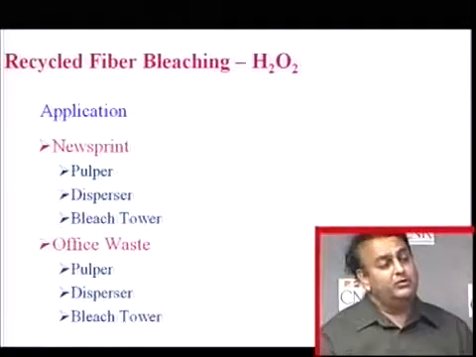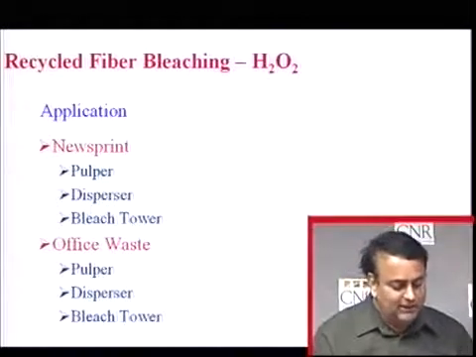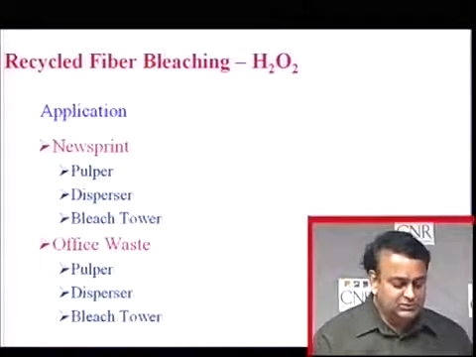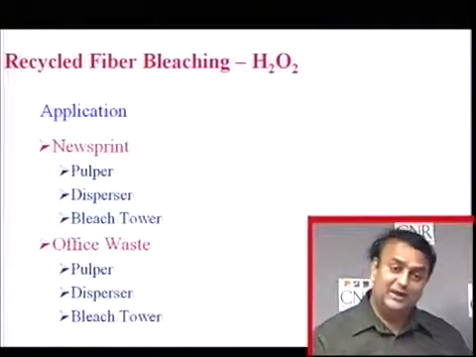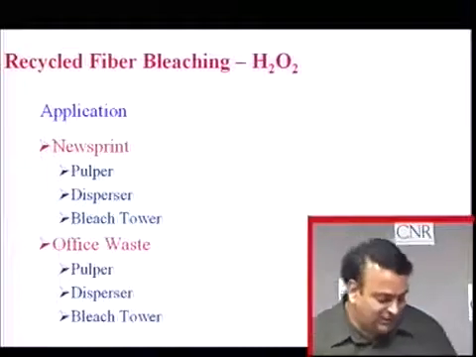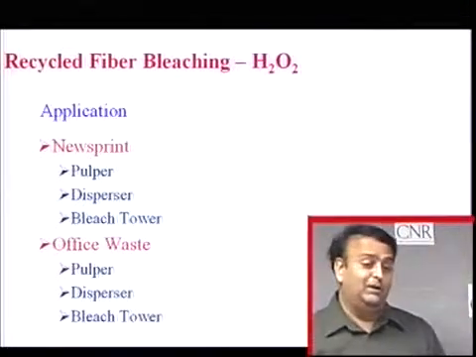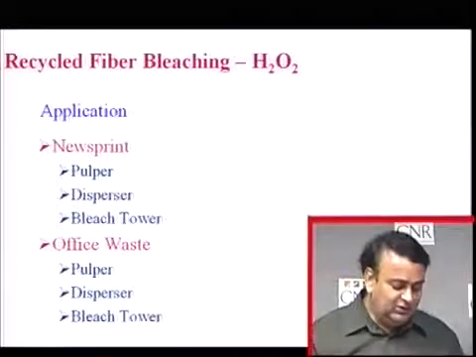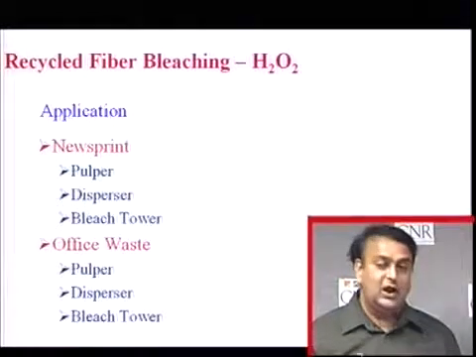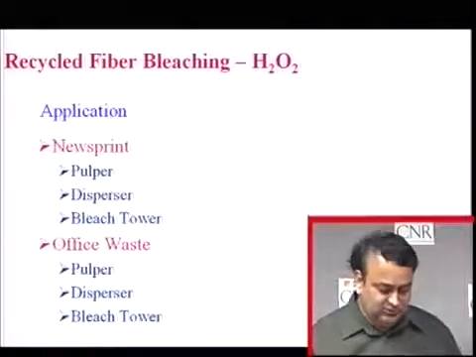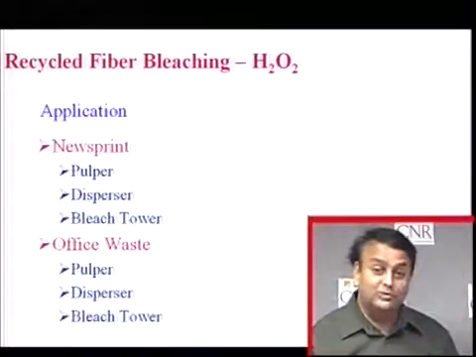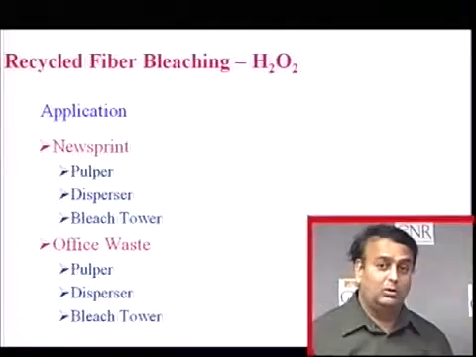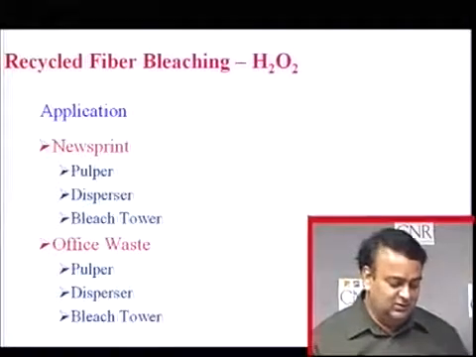Where do you add peroxide in your process? You can add it in the pulper for newsprint, or the disperser, high consistency, an ideal place for peroxide, or a typical bleach tower, downflow towers. In the case of office waste, again pulper, disperser and bleach towers. Note here, the peroxide can be used for both newsprint recycle industries and also office waste recycle industries.